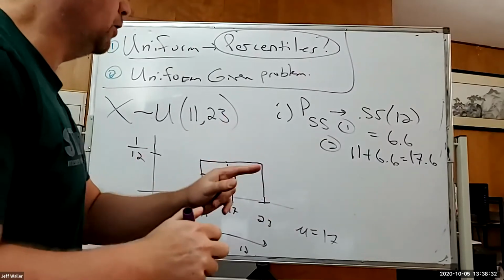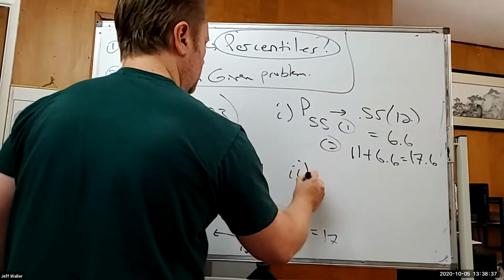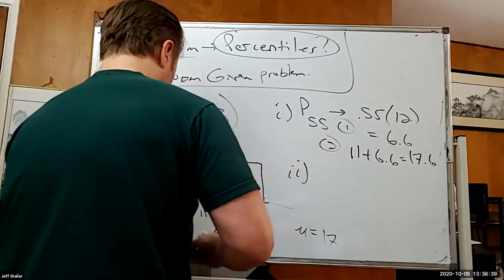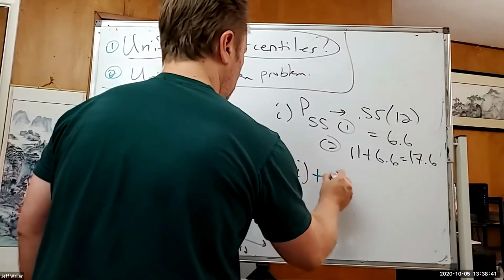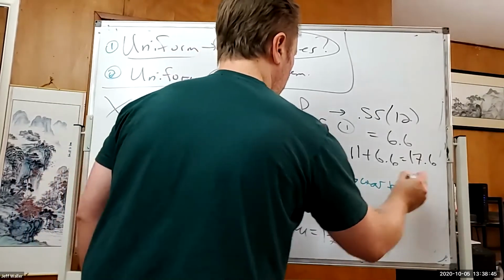So if I wanted to know the top quarter, we'll do this in a different color. Top quarter. What does that mean? I've already asked a few people that question. What does that mean?